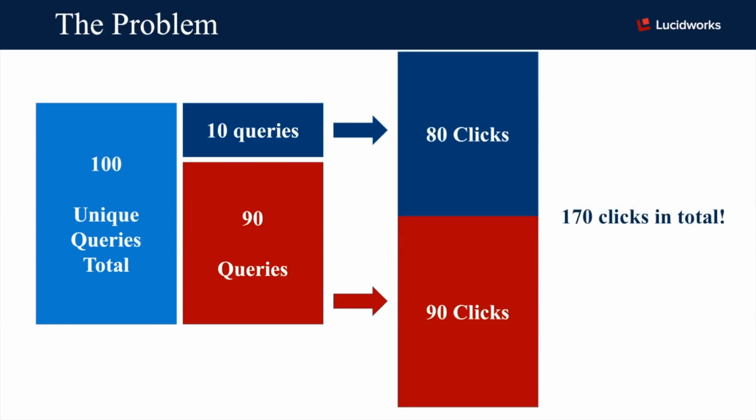If we're able to improve tail query performance so that each of those tail queries can generate 1 click, then instead of 100 total clicks, we will have 170 clicks. Most of the retail sites usually maintain a head query list to monitor their result relevancy. But you can see here, improving tail queries is actually another key factor for lifting the overall conversion rate.